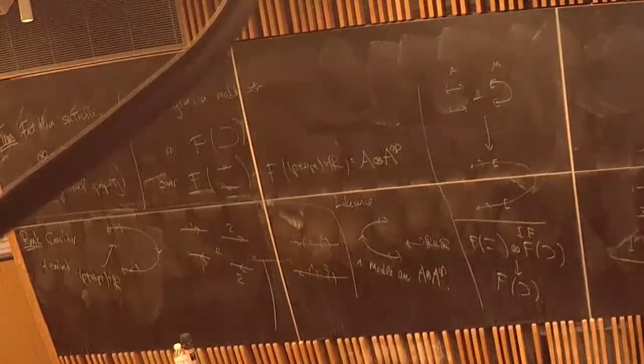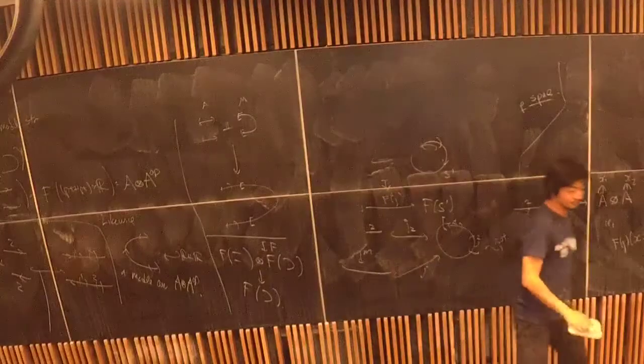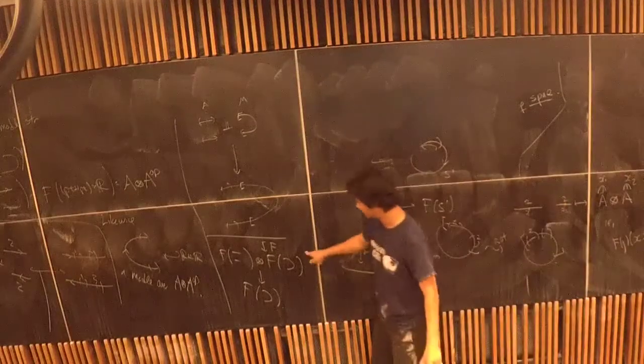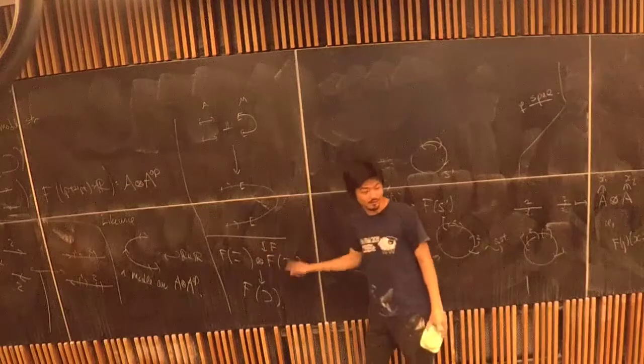So providing an A tensor A up action on A, right? That's right, yeah. So this is the A tensor A up action on A. Here's A tensor A up.